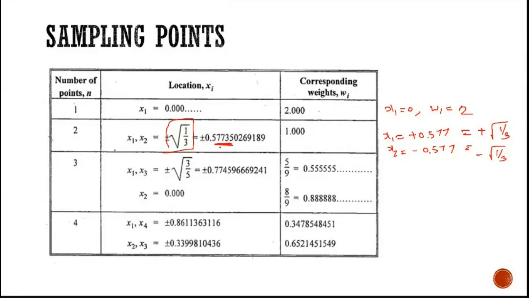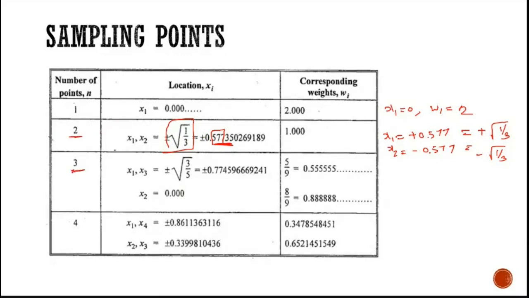Don't use the approximate one, because you can use only these 3 terms, and that will be very approximate. If you use 1 by root 3, you will get a more accurate answer. That's why you always use plus 1 by root 3 and minus 1 by root 3. This is applicable when n is equal to 2.